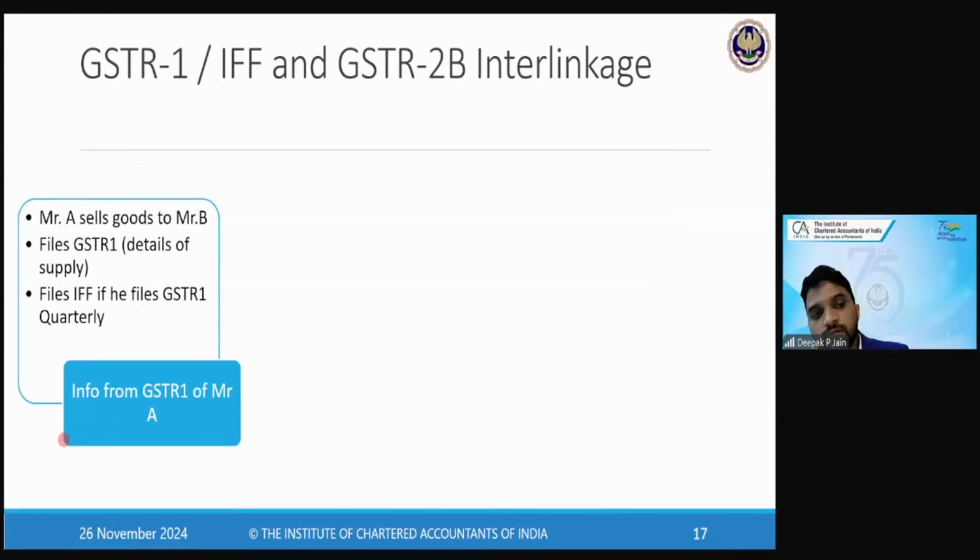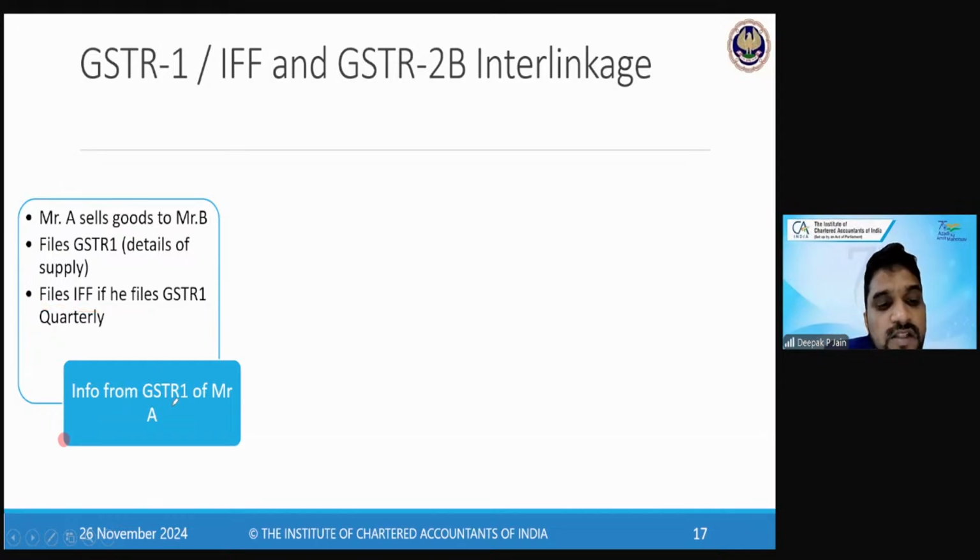So how does it flow? Mr. A, understand this. Mr. A sells goods to Mr. B. And when he sells, he will file this GSTR 1, which will have details of supply. Now, this person is not filing monthly returns. He is filing QRMP returns. Okay, so if he's filing QRMP returns, then he will file monthly IFF, so that the receiver gets the credit. So he will file an IFF.